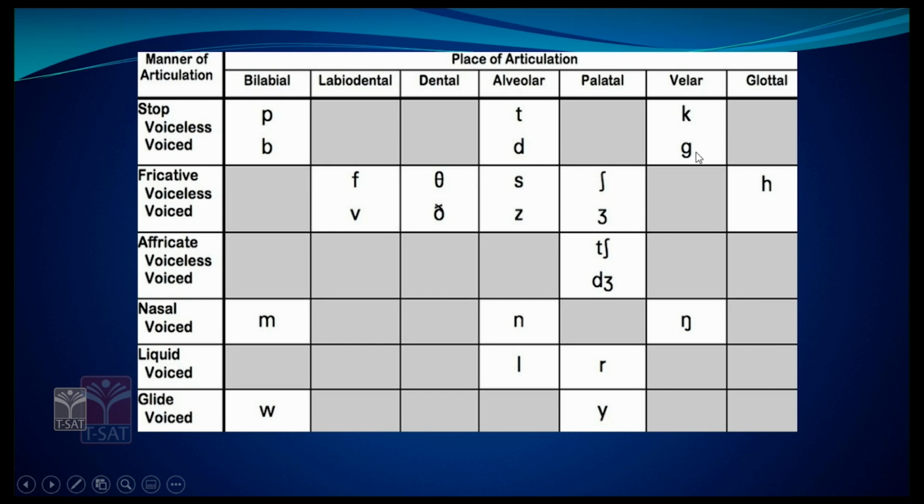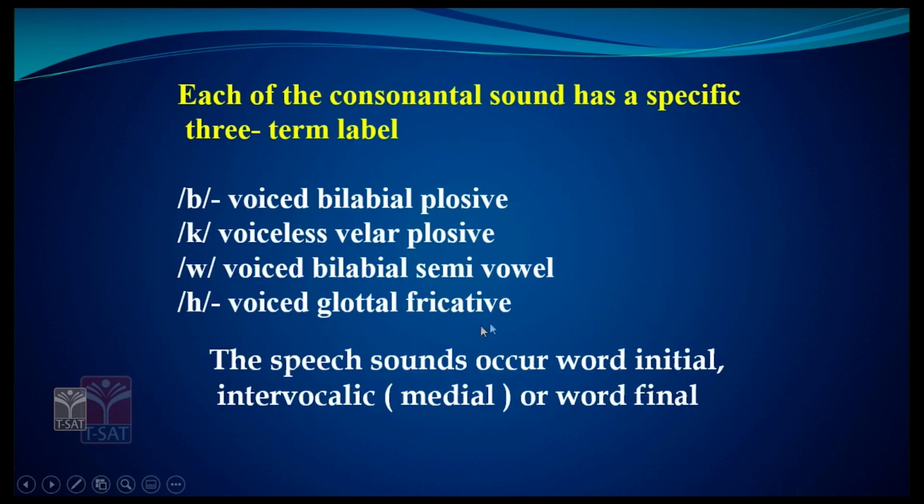Similarly, if you take the phoneme g, it is voiced, velar, plosive. If you take the phoneme ŋ, it is voiced, velar, nasal. Similarly, if you take the phoneme l, it is voiced, alveolar, lateral. And if you take w, it is voiced, bilabial, semivowel. So this is the classification.